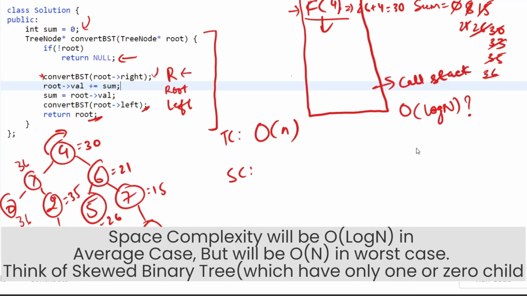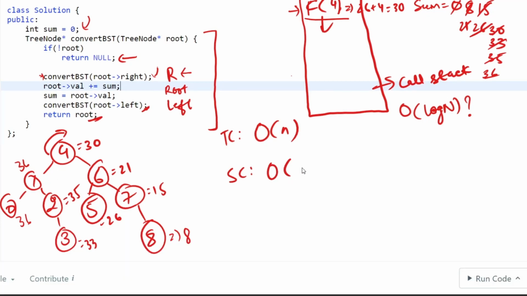Let me tell you why. Because it will either take the right side or the left side, not both sides at the same time. Because after taking all the right side, it will return all the values and then go to the left side. So the space complexity will be log of n. Okay, and where is it used? It is used by the call stack in our recursive function. Okay, so this is the time and space complexity.